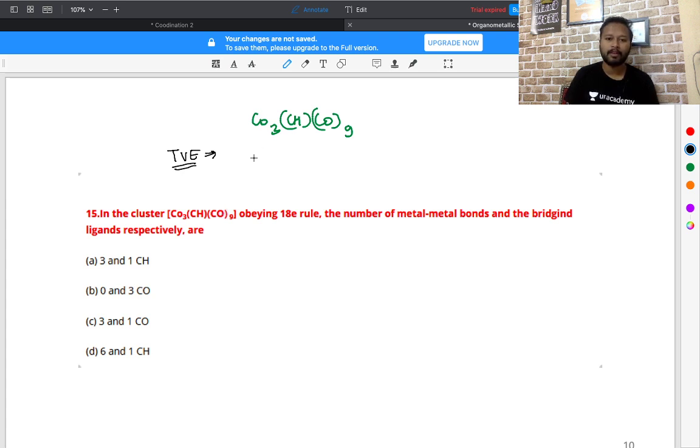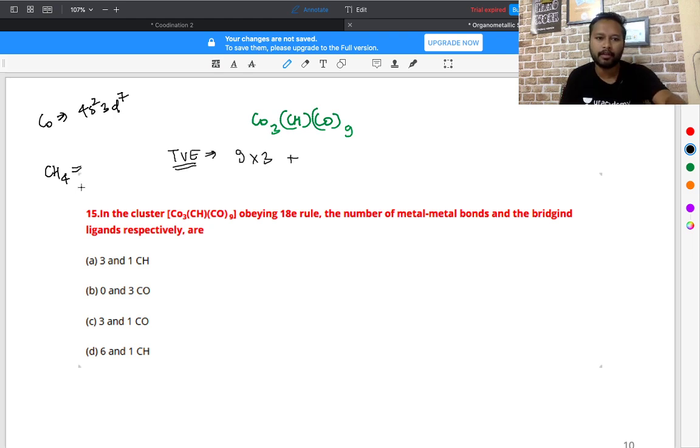So for cobalt in the neutral atom method, cobalt has electronic configuration of 4s2 3d7. So we will get 9 electrons from cobalt. So 9 into 3 because we have 3 cobalt over here. Plus CH unit. See how to find out the number of donating electrons from the CH unit. CH3 methyl is a ligand and it gives you 3 electrons. Similarly, CH2 will give you 2 electrons and CH will give you 3 electrons. So as you reduce the number of hydrogens, the electron donor ability will increase.